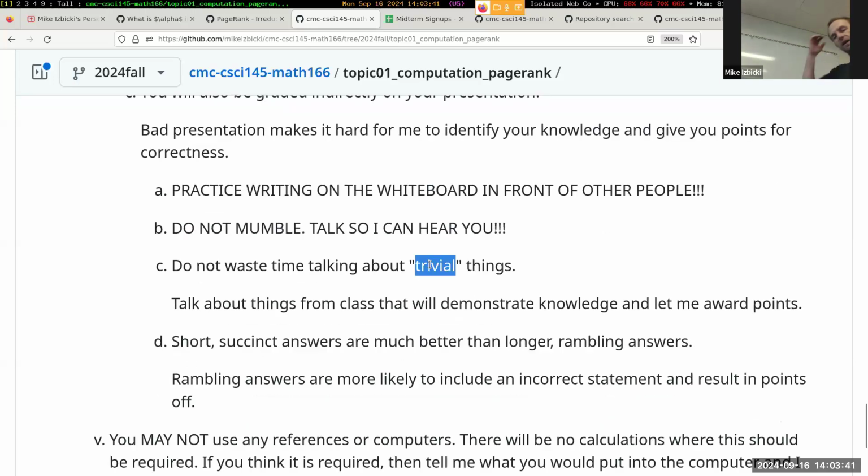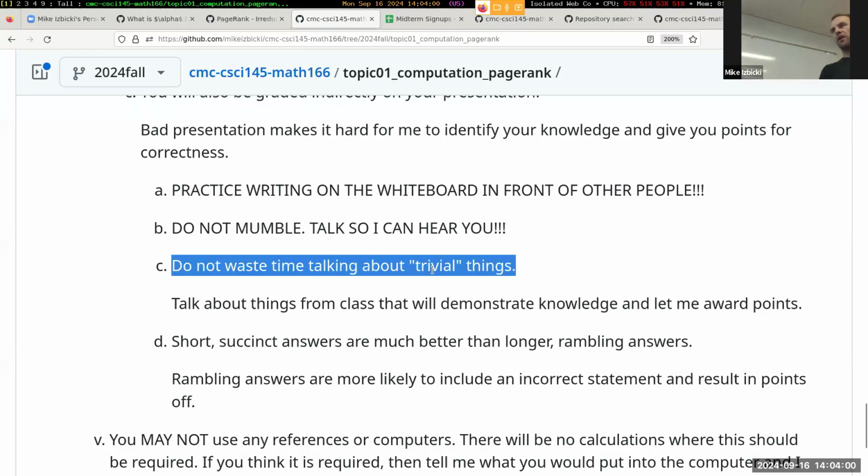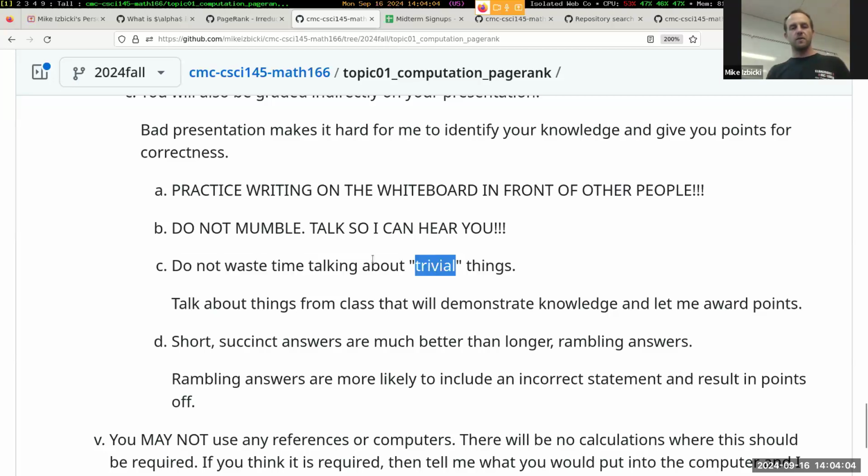Also, don't waste time talking about trivial things. One of the strategies that some students try, often out of nervousness, is to talk about their weekend or other things like that on the exam. You want to get right into telling me all of the things that you know and get points for those things. We'll just get straight into doing the exam stuff.